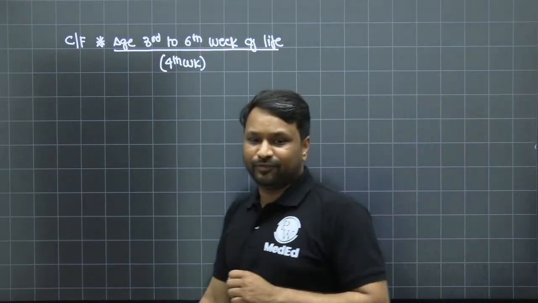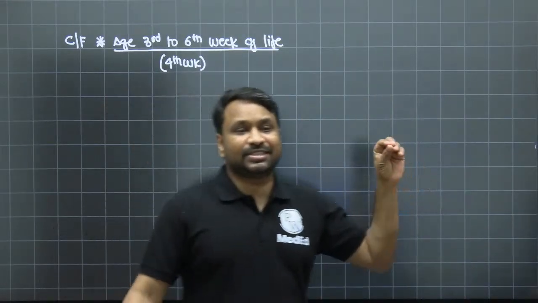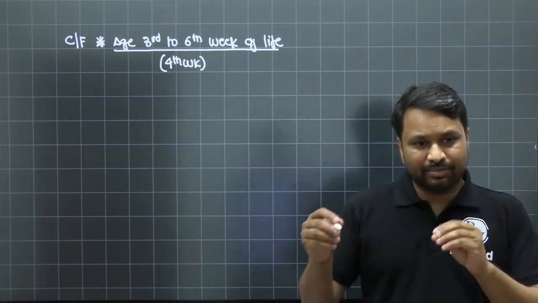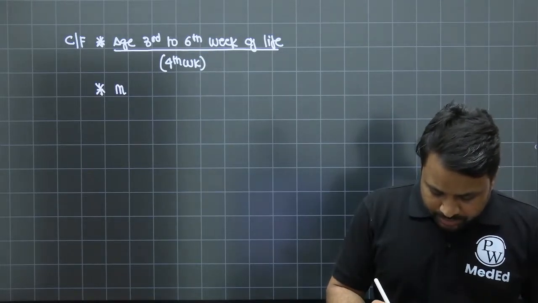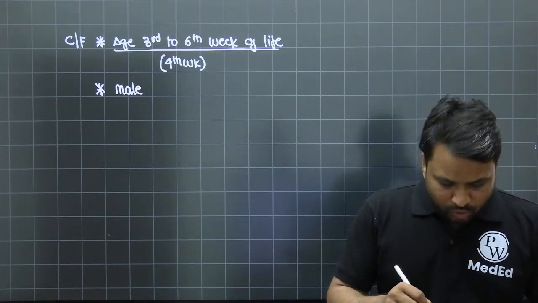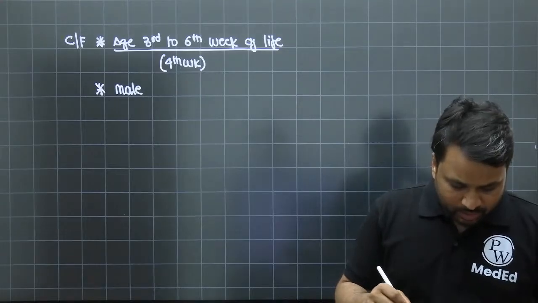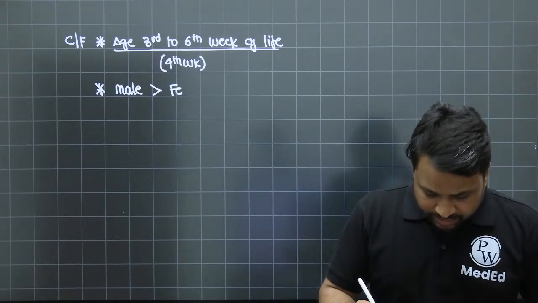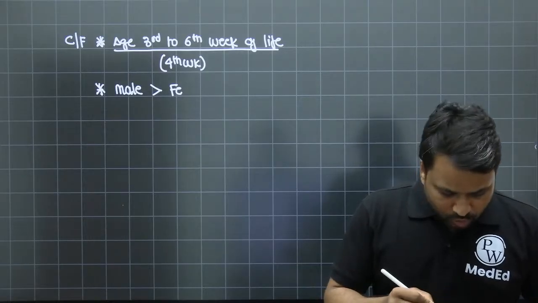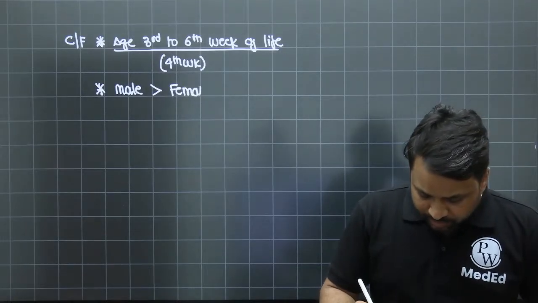It is going to be the 4th week, right? Now at this age, you will see the baby is going to present. Another interesting thing is it is more common in a male child when compared to a female child. So the male children are more commonly affected.